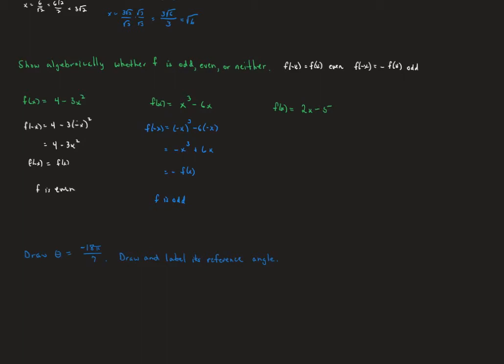And on the third one, if we plug in negative x, we'll get 2 times negative x minus 5. So that's going to be a negative 2x minus 5. Now that is not exactly the same as the original, but neither is it negative 1 times the original, and so we will say f is neither odd nor even.